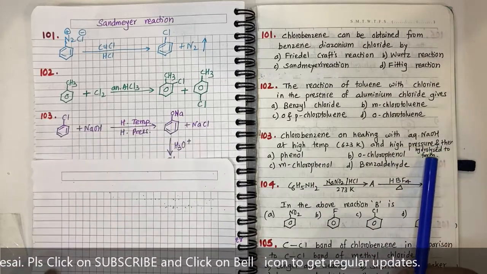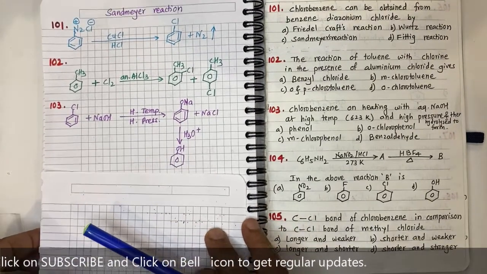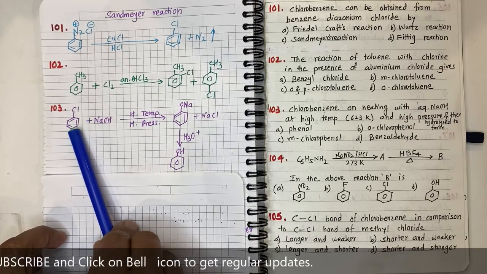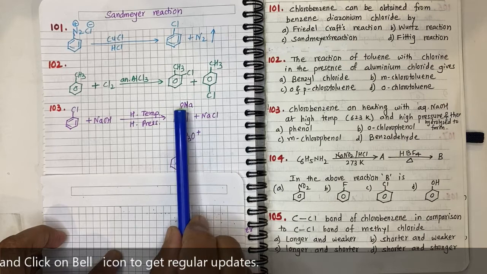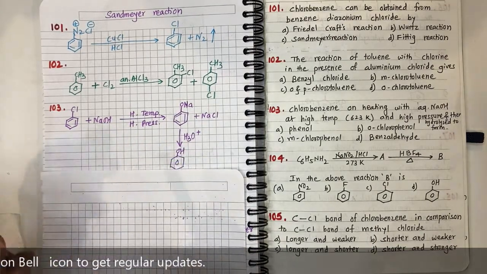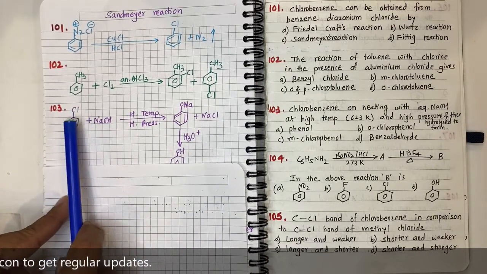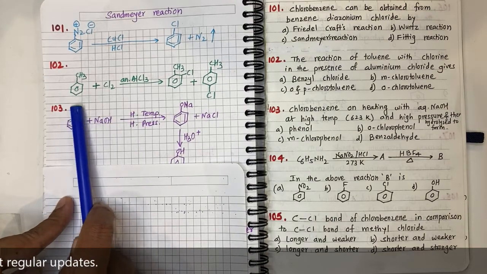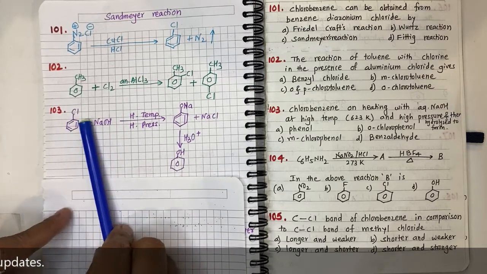Next, chlorobenzene on heating with aqueous NaOH at high temperature and high pressure, and then the product is hydrolyzed. Remember one point: chlorobenzene reacts with NaOH, first sodium phenoxide, ONa, is formed, and then it is hydrolyzed to give phenol. Remember two points. Actually, these halobenzenes are difficult to undergo nucleophilic substitution reaction. It is difficult for Cl minus to be replaced by another nucleophile.